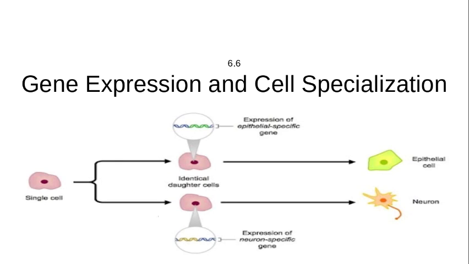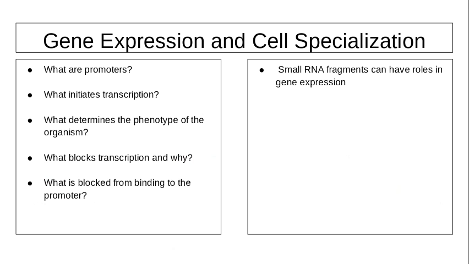Gene expression and cell specialization, 6.6. What are promoters? Promoters are DNA sequences upstream of the transcription start site where RNA polymerase and transcription factors bind to initiate transcription. What initiates transcription? The interaction between regulatory proteins, regulatory genes, and transcription factors initiates transcription.